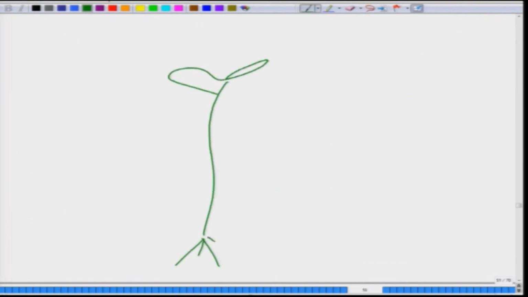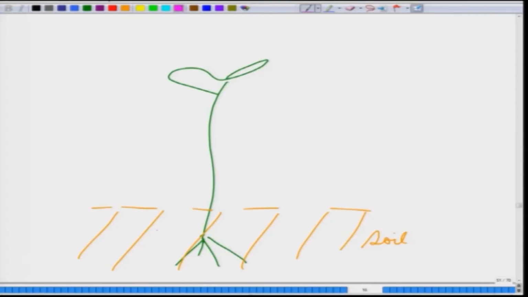But then if you talk about a plant, so here we have a plant, it has its roots and this portion is within the soil. Now, let us consider a situation in which this plant got some nutrients. Let us say that it got phosphorus from the soil. So, we are having phosphorus that is moving from the soil into the plant.